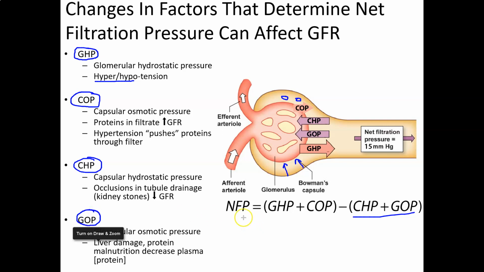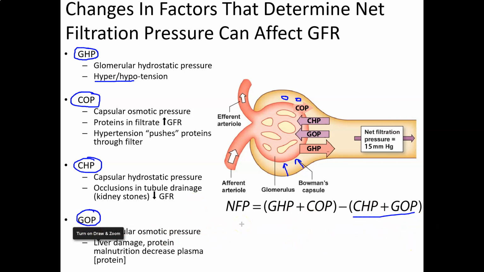And then finally we have GOP, that's the glomerular osmotic pressure, and that's the pressure from proteins that are in the glomerulus. A number of things could affect that, especially liver damage. If you don't have a functional liver, you're not going to make a whole bunch of plasma proteins because that's where they're made. Protein malnutrition as well. You need the raw materials to make them. Somebody who's malnourished wouldn't have a big GOP, and that would change GFR.